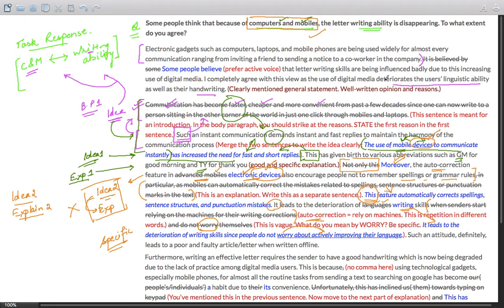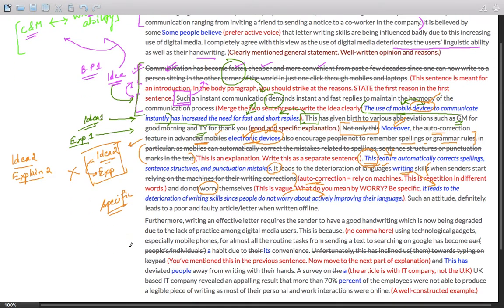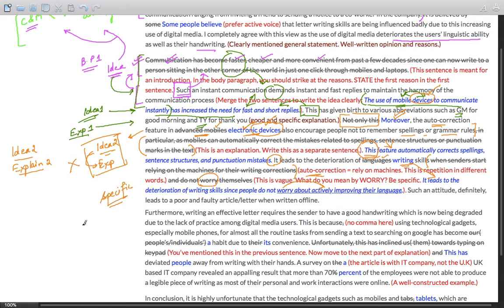Now the body paragraph 2 is much better structured than body paragraph 1. This is body paragraph 2. Let us go through it and discuss how it is better than the previous one. Furthermore, writing an effective letter requires the sender to have good handwriting, which is now being degraded due to lack of practice among digital media users. So this is about the writing itself, the one mentioned over here, handwriting.